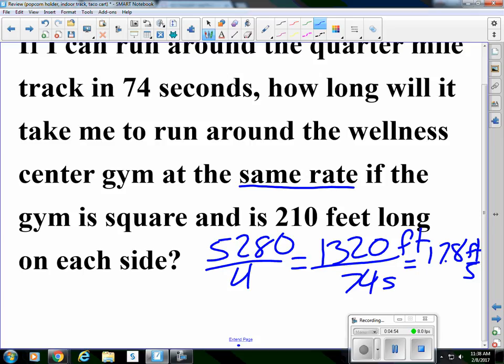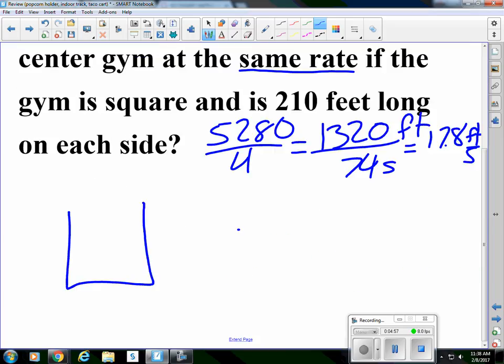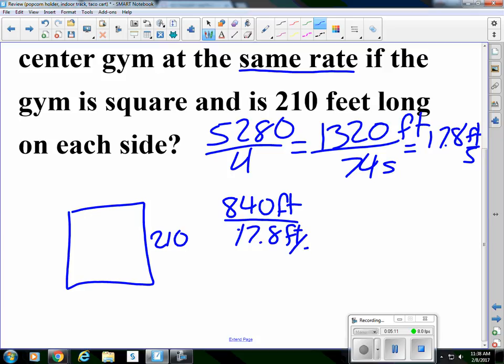So in the indoor gym, I have to go around a square that is 210 on each side. So to go around the whole thing, I have to go 840 feet. And if I go 17.8 feet per second, that will take me 47.2 seconds. So I can keep running the same pace and make sure I'm not losing ground anyways.